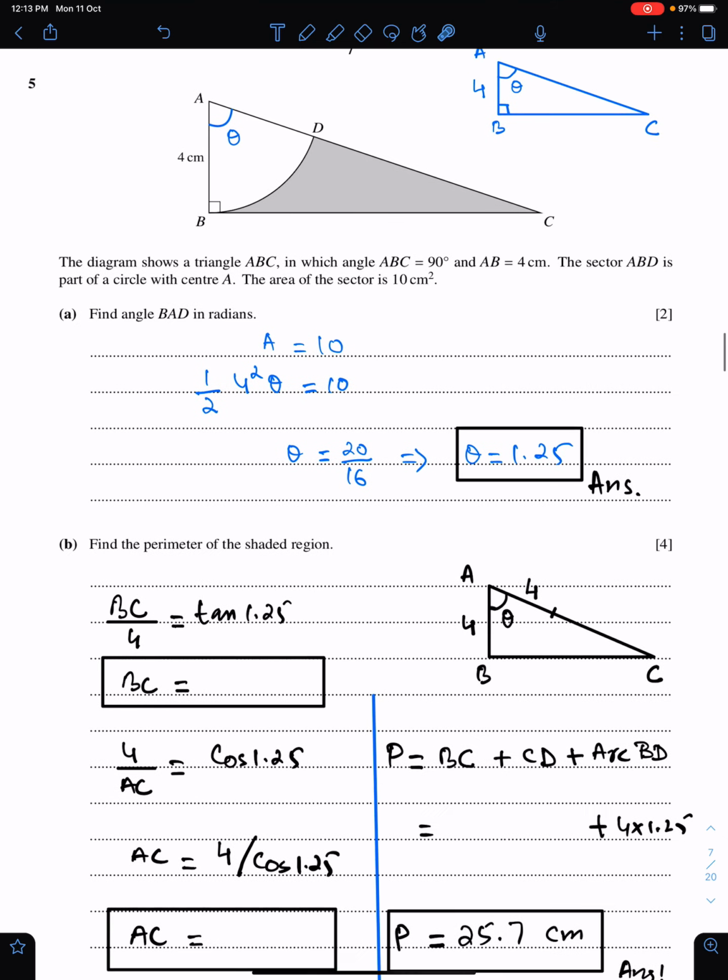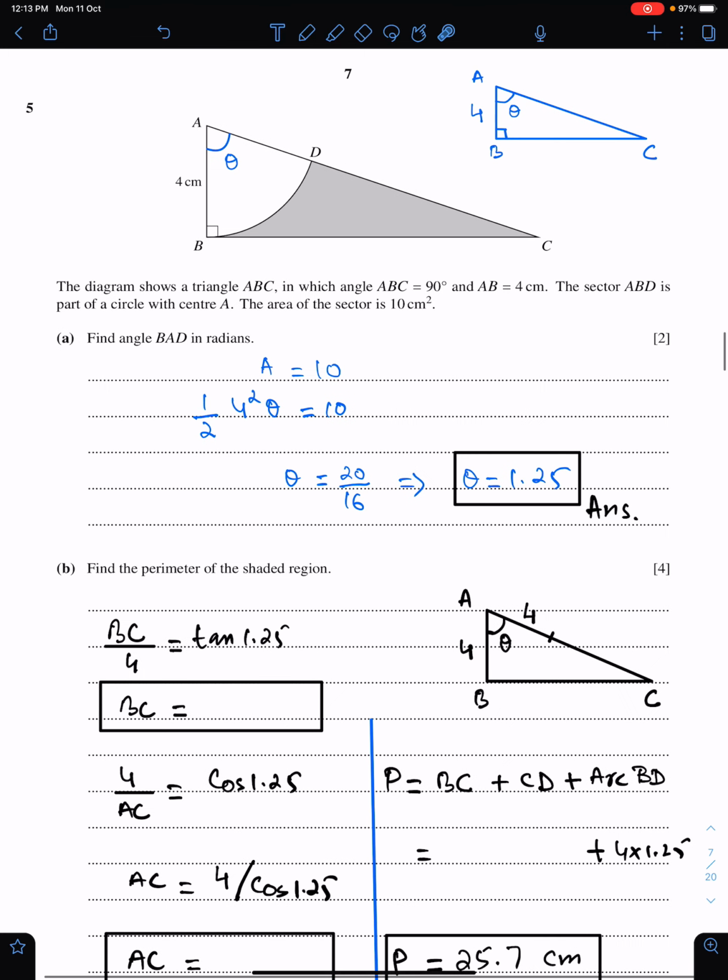Next question. Number 5. The diagram shows a triangle ABC in which angle ABC is 90 degrees. AB is 4. The sector ABD is part of a circle with center A. This sector has center A. The area of this sector is 10 centimeter square.